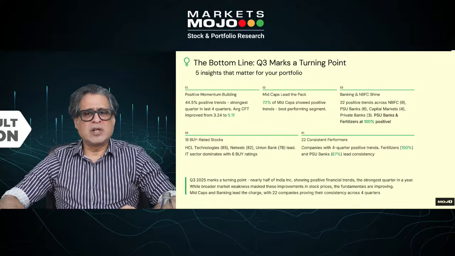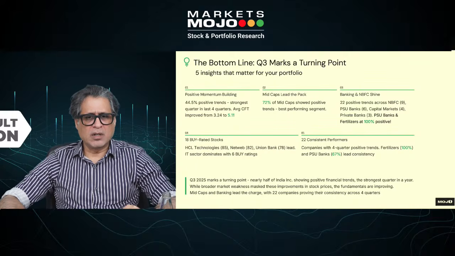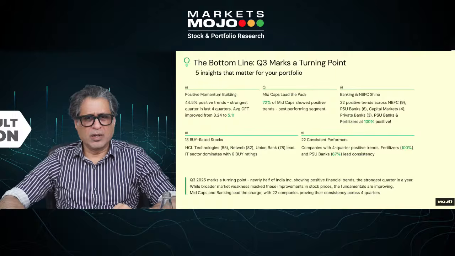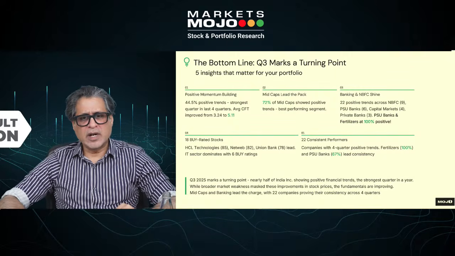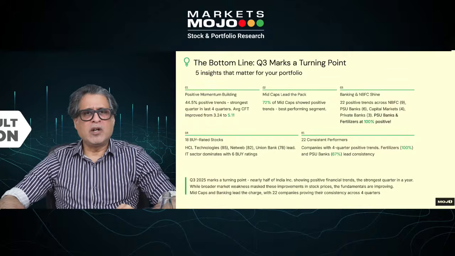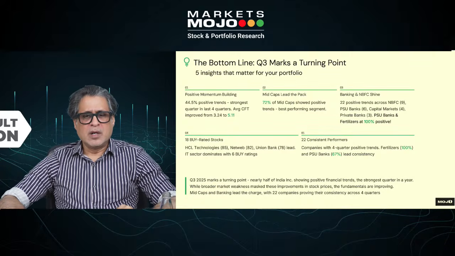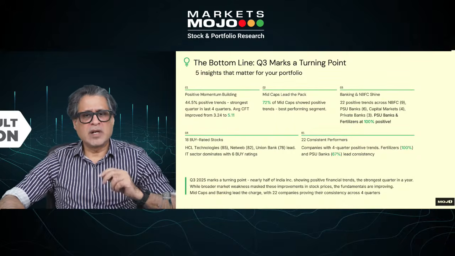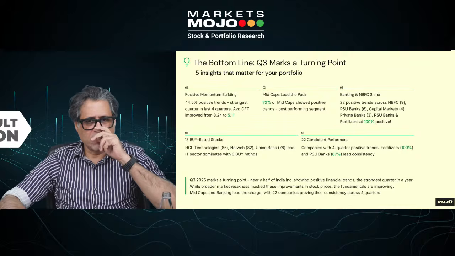Buy rated stocks that we discussed out here, the top rank so far after 164 companies results have been declared: HCL Technologies at 85, NetWeb at 82, Union Bank at 78. And if you look at 4 consistent quarter performances, fertilizers and PSU banks are leading in the consistency side of business.